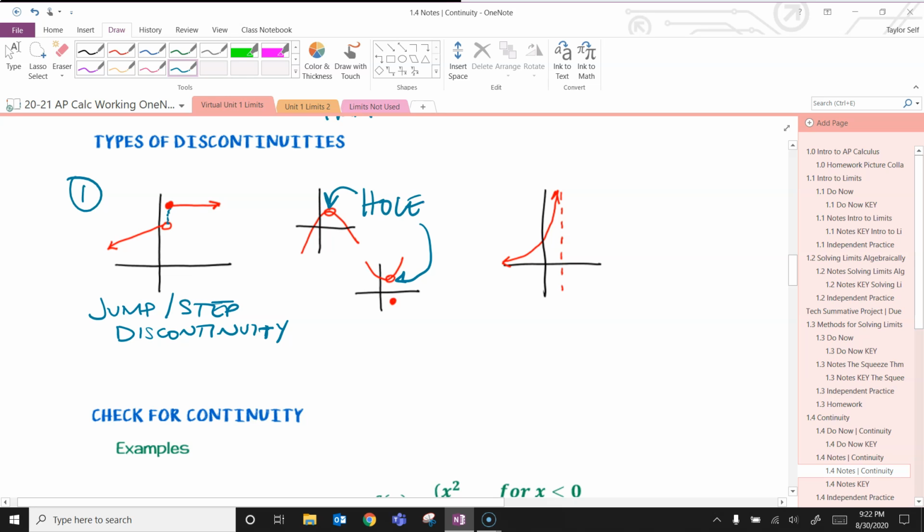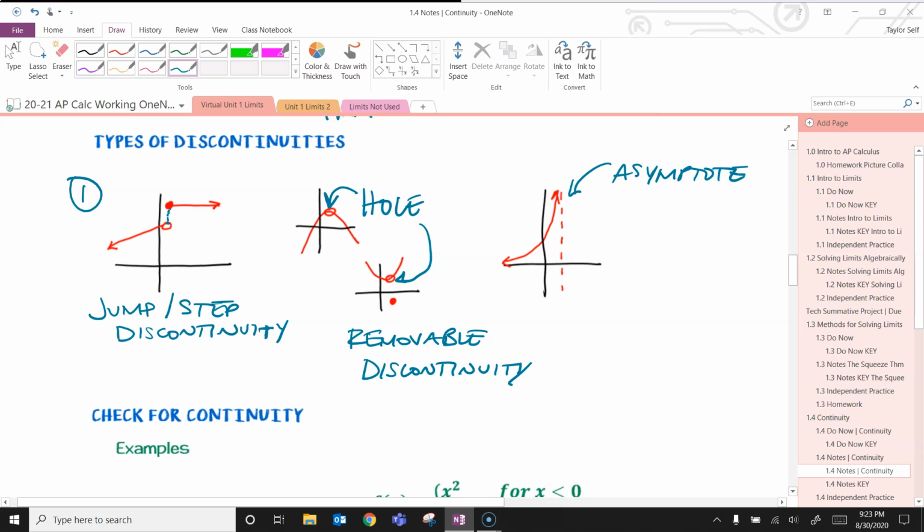So these are holes, but the technical term for them is removable discontinuities. Removable discontinuity is a hole. That's the same thing as a hole. AP exam likes to call it a removable discontinuity. They're fancy. Okay, and then this thing, make sure you label that. That's an asymptote, that dotted line.